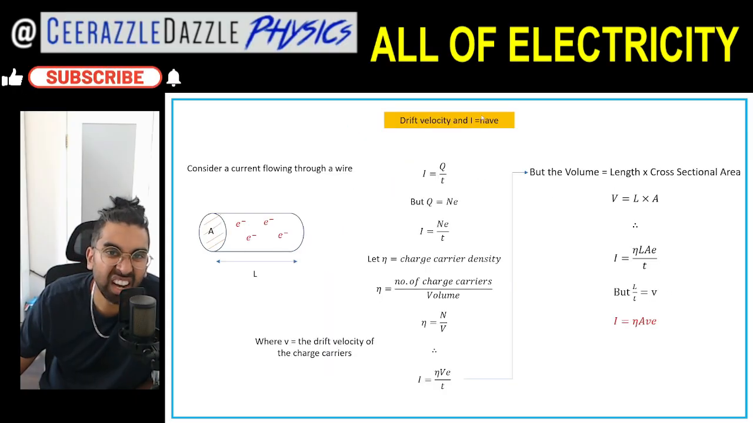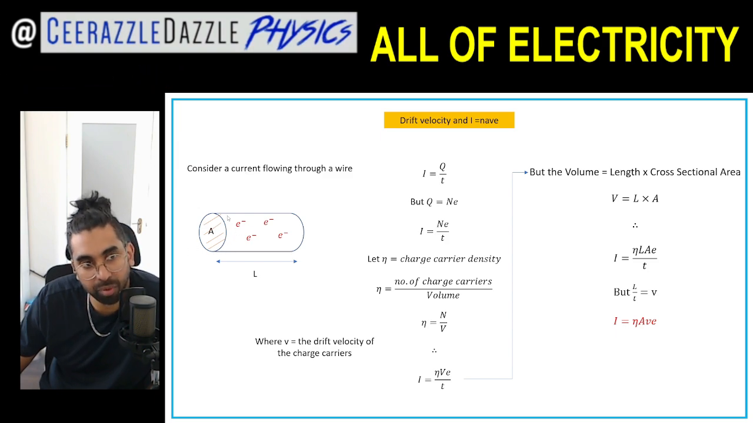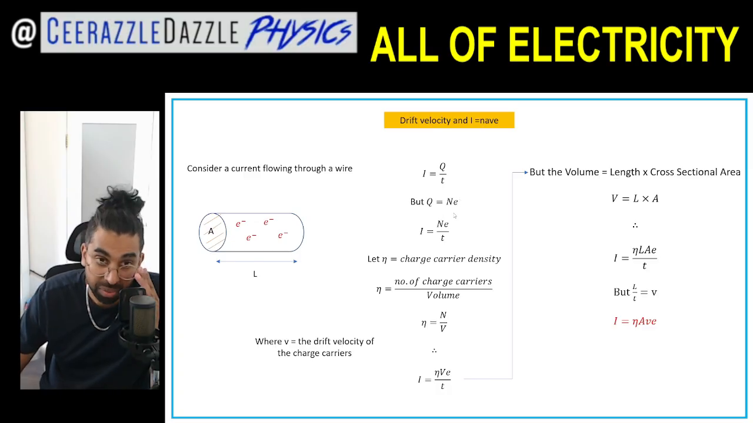Drift velocity, I is equal to nAvE. Right, so first of all, let's consider the following bit of a wire. We have a wire here, it's a cylinder, there's loads of electrons inside it, and it has cross-sectional area A and length L. We know that current is equal to Q divided by t, but also the amount of charge is equal to the number of free electrons times the charge of each electron, because e is electron charge.